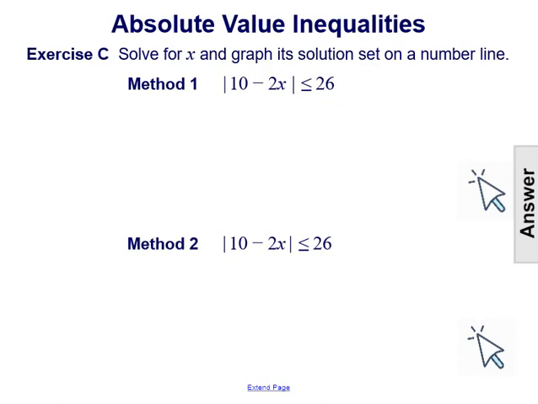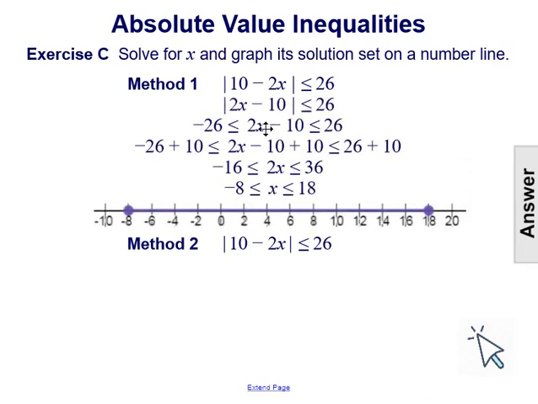Here's another example that has two different methods. We have the absolute value of 10 minus 2x is less than or equal to 26. So in this one, we don't rewrite anything. We just automatically split into our compound inequality where negative 26 is less than or equal to 2x minus 10, which is less than or equal to 26. We're adding 10 to all three sides, which leaves us with negative 16 is less than or equal to 2x, which is less than or equal to 36.